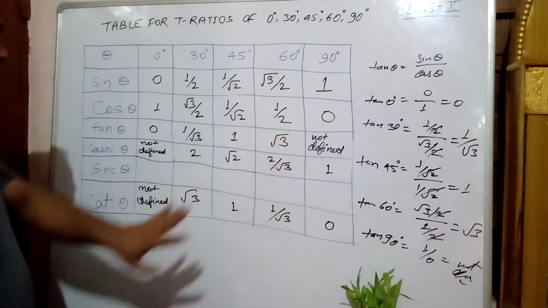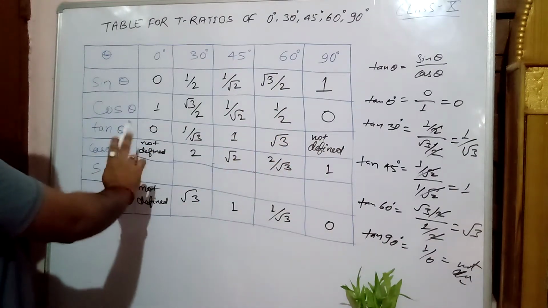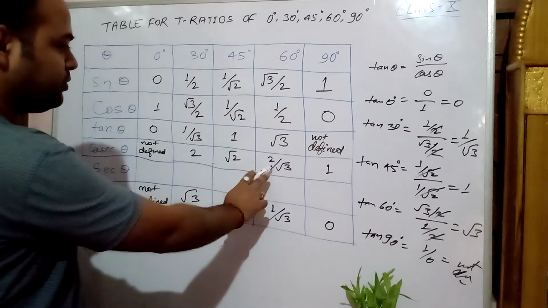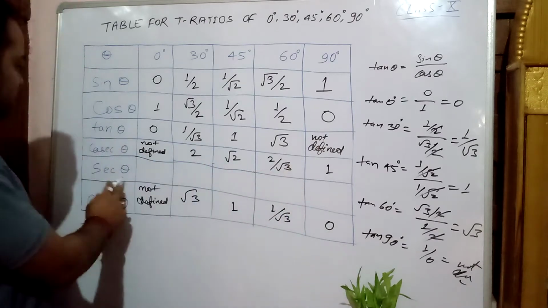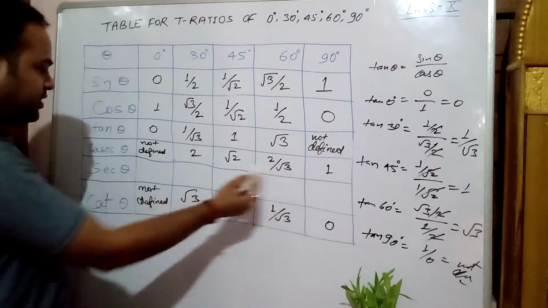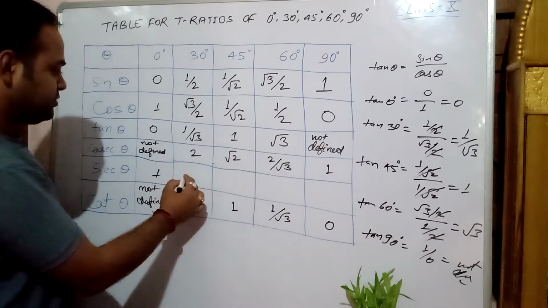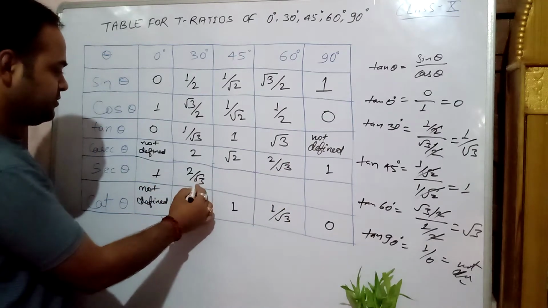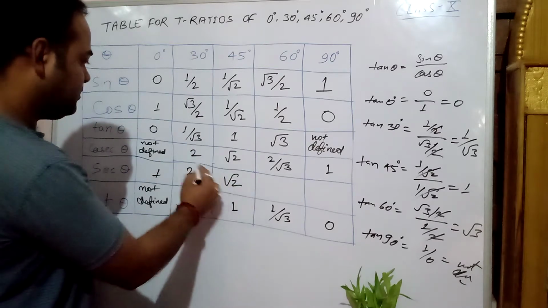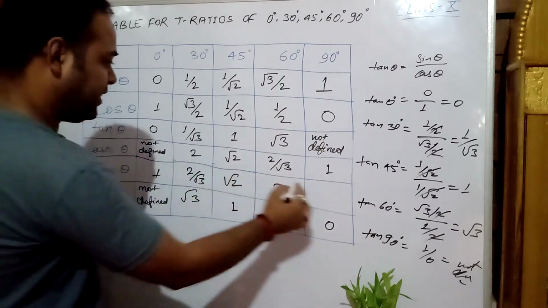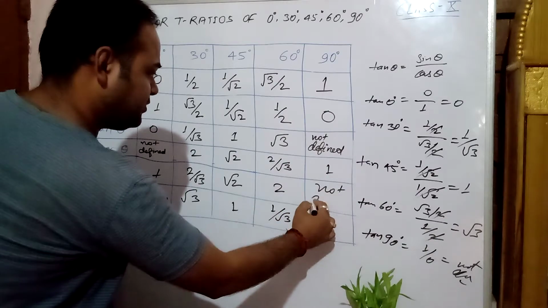Okay, we got this. Again cosec theta: not defined, 2, root 2, 2 by root 3, 1. In the sec theta you have to just convert this: 1 here, 2 by root 3 is here, root 2 is here, again 2 here, not defined is here.